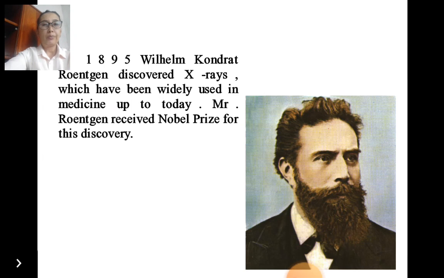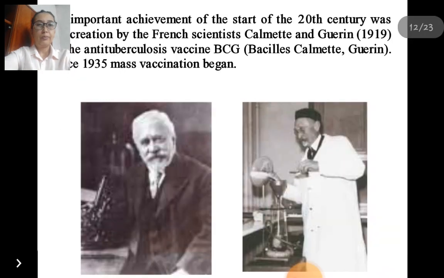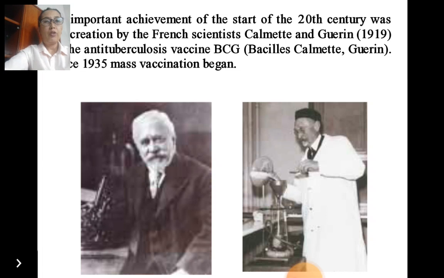In 1895, Wilhelm Conrad Röntgen discovered X-rays, which have been widely used in medicine up to today. Mr. Röntgen received the Nobel Prize for this discovery. An important achievement at the start of the 20th century was the creation by French scientists Calmette and Guérin of the anti-tuberculosis vaccine called BCG, Bacille Calmette-Guérin. Since 1935, mass vaccination began.